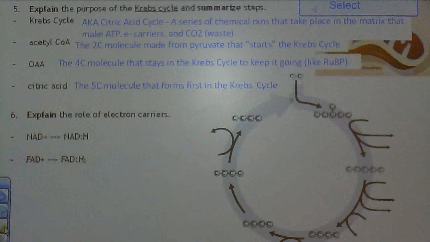Citric acid is a 5-carbon molecule that is actually created in the Krebs cycle, which is why it's also known as the citric acid cycle. It's created in the Krebs cycle, and it is actually the molecule that's going to be broken down a couple times to cause electron carriers to be made, ATP, and also CO2.